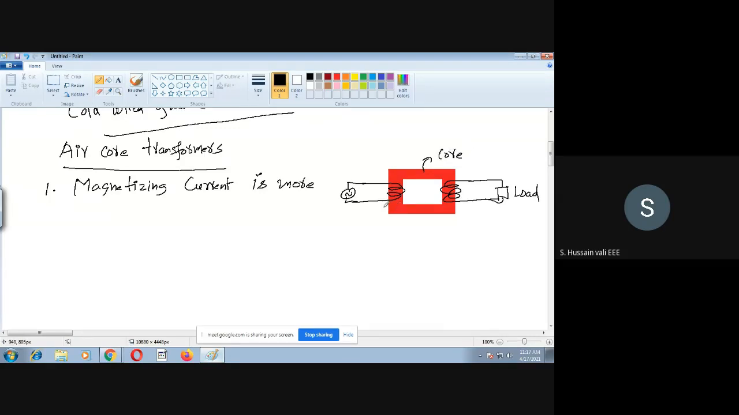So what is this magnetizing current? Last class also I told you that when you connect the supply, some current will flow through the winding. When some current is flowing through the winding, this current will produce a magnetic flux, and that magnetic flux will travel through the magnetic core like this. Most of the flux, not all the flux. Remember, I will tell you why I said like this.